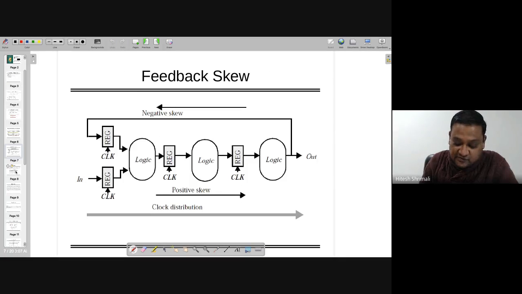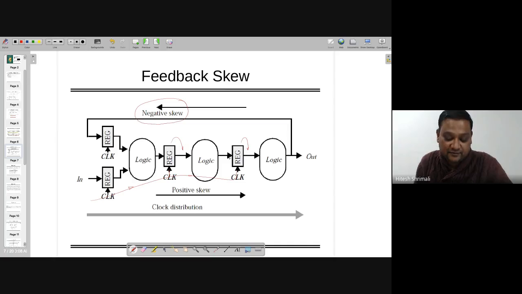The other thing is, whenever you have feedback, positive, negative, whatever kind of feedback, you will always experience the negative skew because it's running at that particular speed. And if you're looking at the open loop system, from this clock to this clock, all these are getting the positive clock skew, and that is going to give you a different answer, right? Or these registers have to wait for at least that much time, so that they can generate the output.